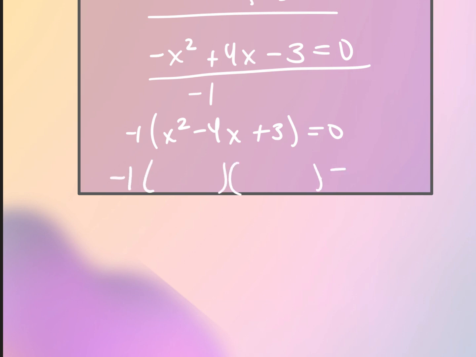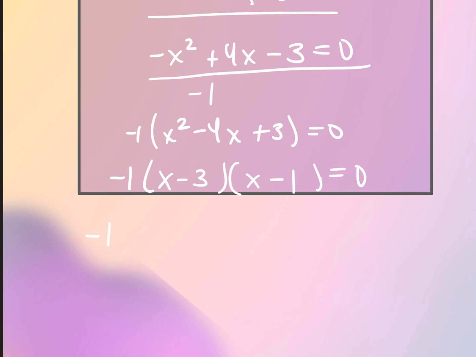Can I factor this now? Are there factors of positive 3 that will multiply to give me a positive 3, but add to give me a negative 4? Negative 3 and negative 1? Okay. Now, the first few examples, remember we factored out the GCF and it was like 2x, 3x, and then we set each piece equal to 0. So we got x equals 0. Same concept applies here, guys, but I want you to see something.